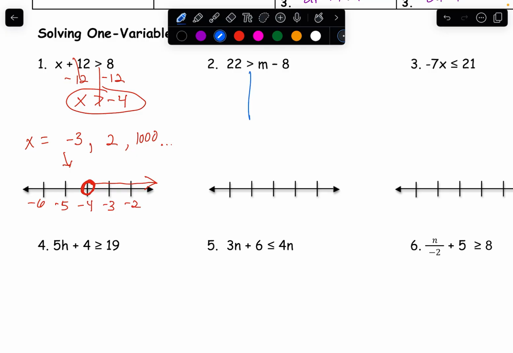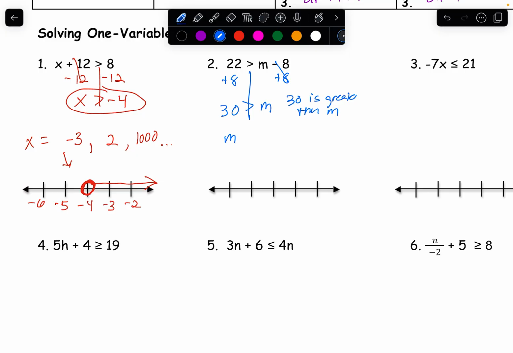All right, let's do the next one. All right, so we're going to add 8 to both sides here. To undo subtracting of 8, we're going to use the variable m, and 22 plus 8 is 30. Now that is literally saying 30 is greater than m, but I usually like to just flip that around.